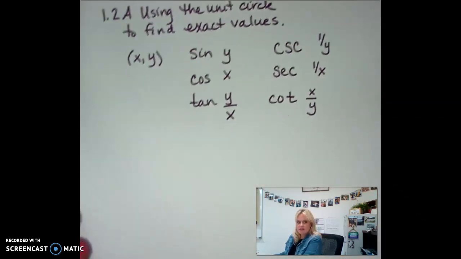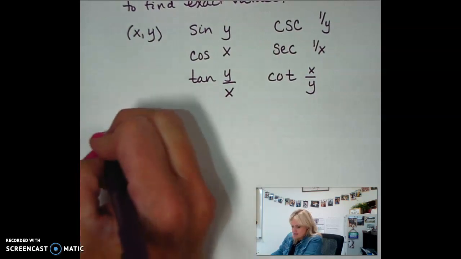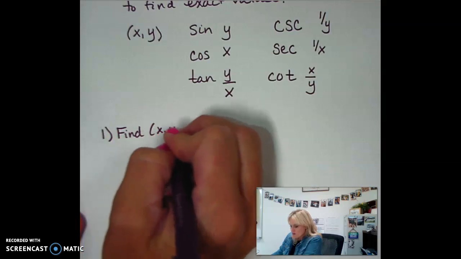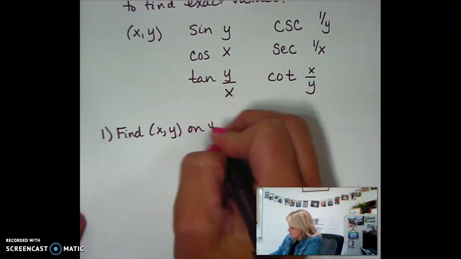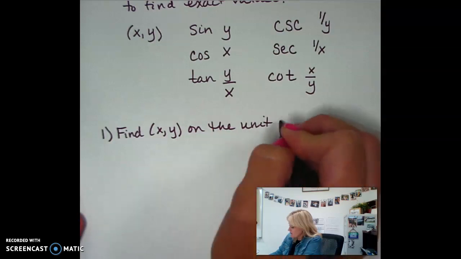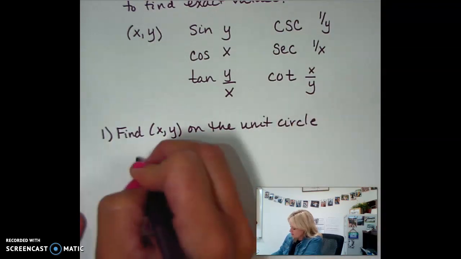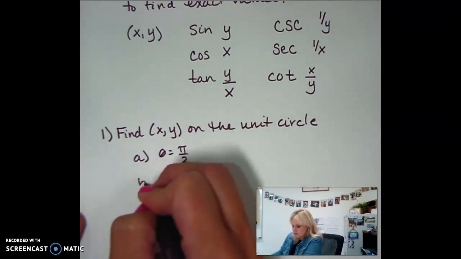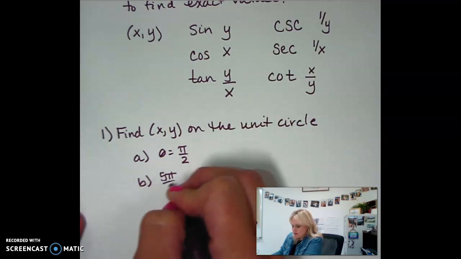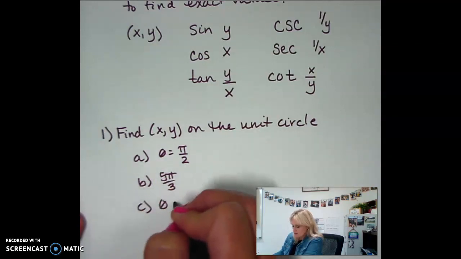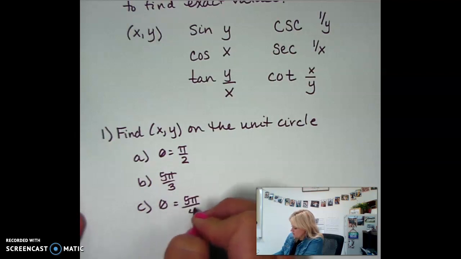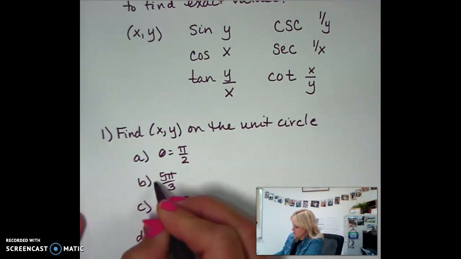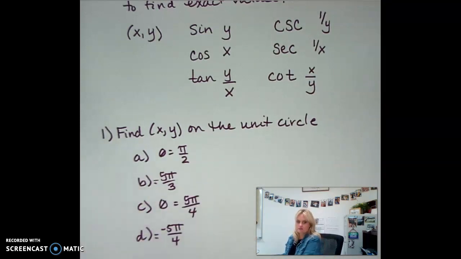So, if in our first example, it says to find the point xy on the unit circle for the following values. So if theta is pi over 2, 5 pi over 3, 5 pi over 4, and negative 5 pi over 4. So all of these are our values for theta.